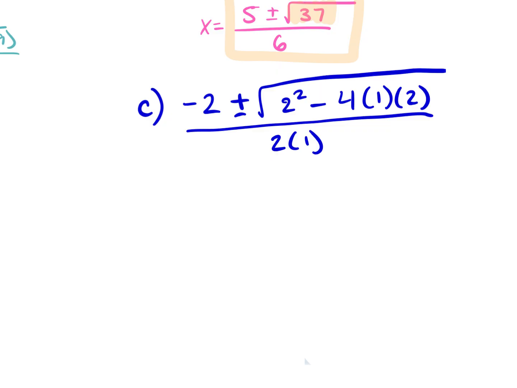So let's simplify. We get negative 2 plus or minus the square root of, what's 2 squared? 4. Minus negative 4 times 1 would be negative 4, and negative 4 times 2?